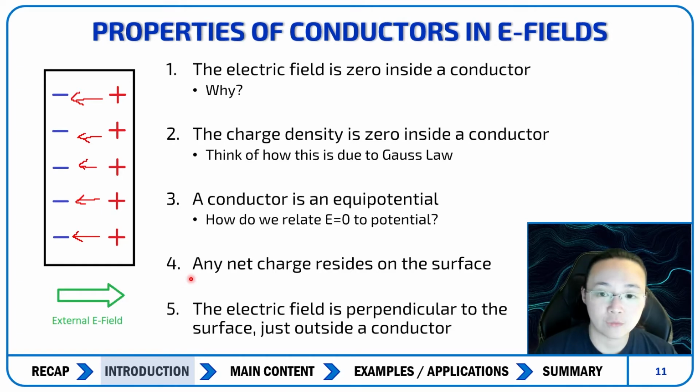Those three make sense so far. We can now move on to the next property of conductors and electric fields, where the fourth one says any net charge is going to reside on the surface. Just based on the diagram here, we already know that if we apply an external electric field to a conductor, the electrons are going to move against the electric field lines and therefore create an induced negative charge on the surface and then an induced positive charge on the other surface. Because of that, you end up having all of the charge being pushed out to the surface.